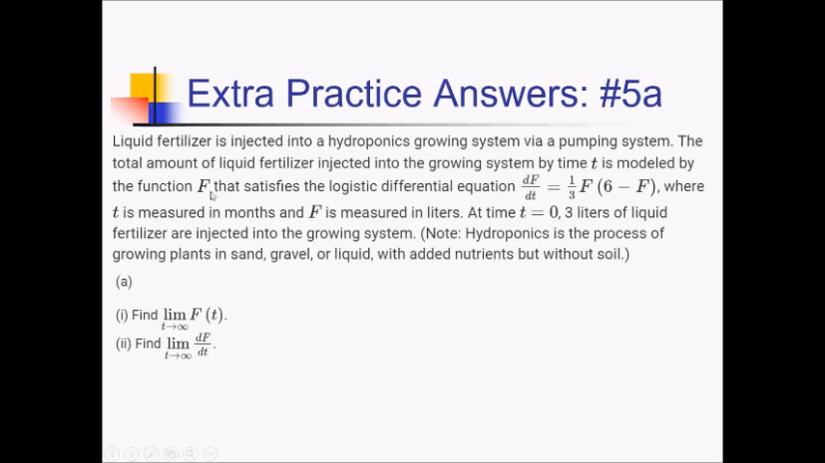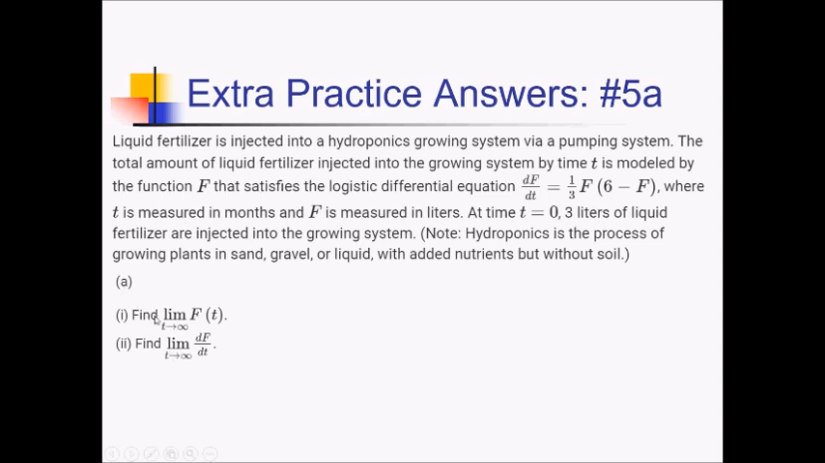They didn't tell us what the f function looks like, but they did give us this logistic differential equation that tells us about the rate of change of the f function. So here's our logistic differential equation. And let's see here. t is in months, f is in liters, and at time 0, 3 liters of liquid are injected into the growing system. Great. So first task is actually 2 tasks, I guess, because they didn't want to have more than A, B, C, and D, so they split A up into 2 parts.